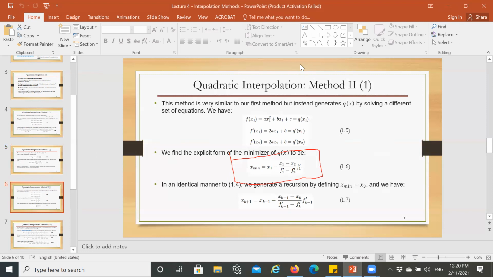Now let's move to method 2. So any questions about method 1? No questions about method 1? Good.